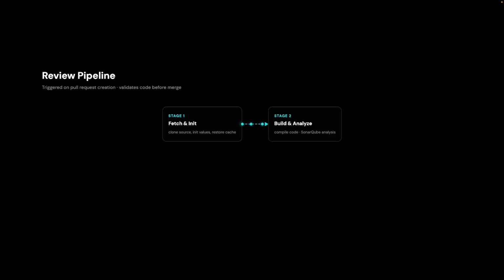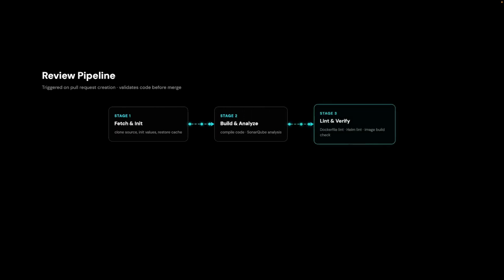The review pipeline runs when a pull request is created. Its goal is to validate the source code before it can be merged. First, the code is cloned and initial values are set up. Then, the code is compiled and analyzed with SonarQube, surfacing code quality issues, coverage gaps, and potential bugs. Finally, the Dockerfile and Helm chart are linted, and the test container image build is verified, without pushing anything. The results feed back into the pull request.